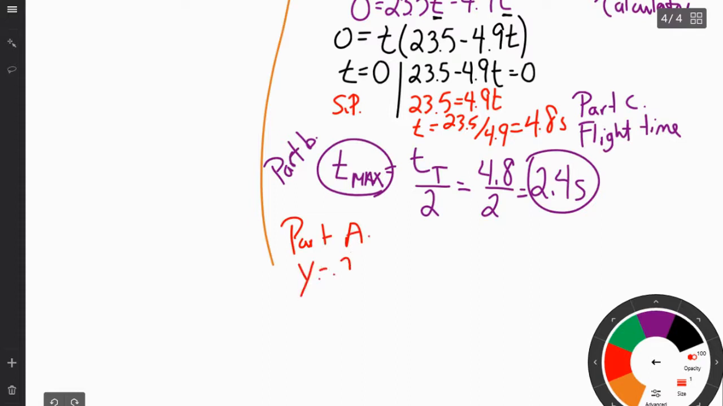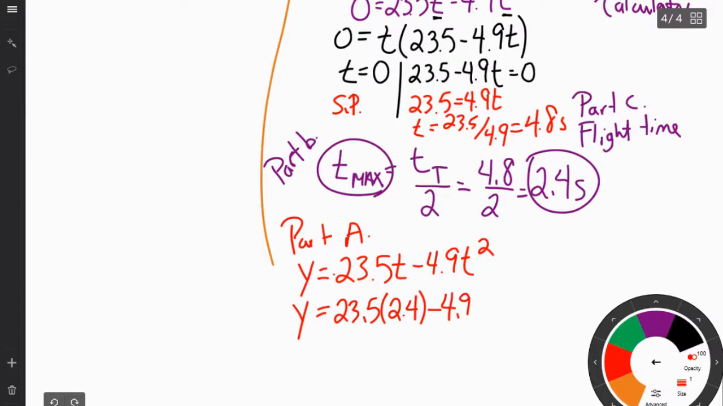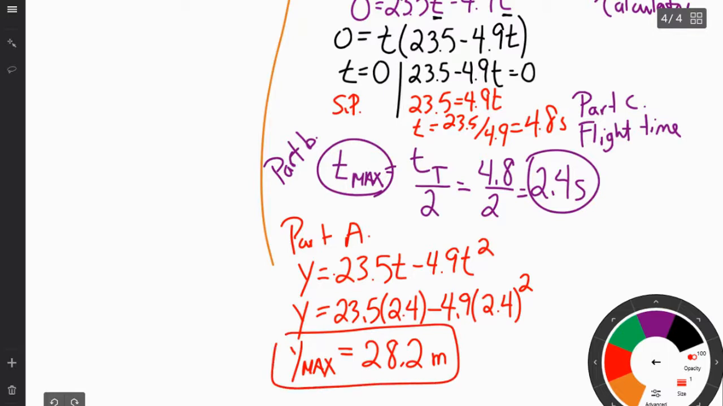Right? So I'm going to say y equals 23.5 t minus 4.9 t squared. Now, how long did it take to get up to my maximum height? 2.4 seconds. So I'm going to do 23.5 times 2.4 minus 4.9 times 2.4 squared. So my max height, y max, again, is measured from the ground. I'm going to get a max height of 28.2 meters. So there's my answer to part A.